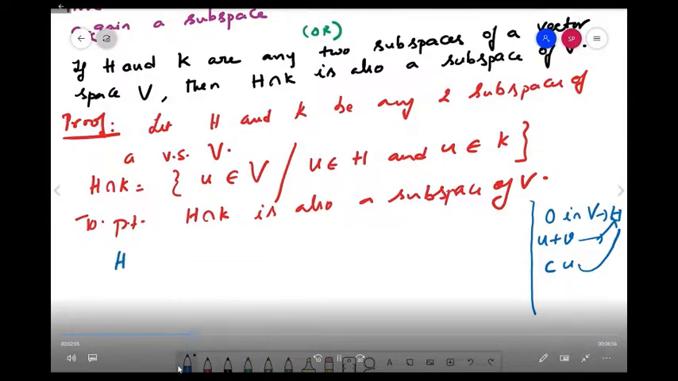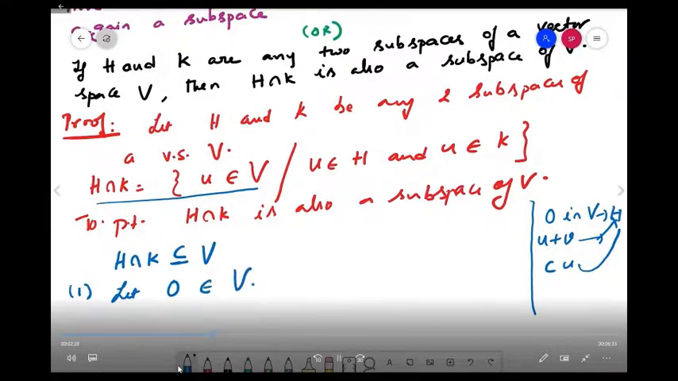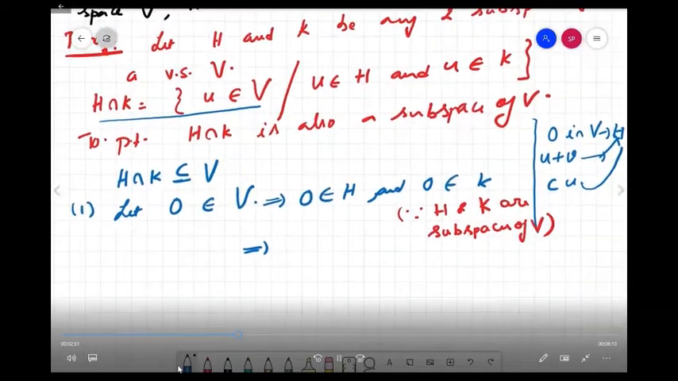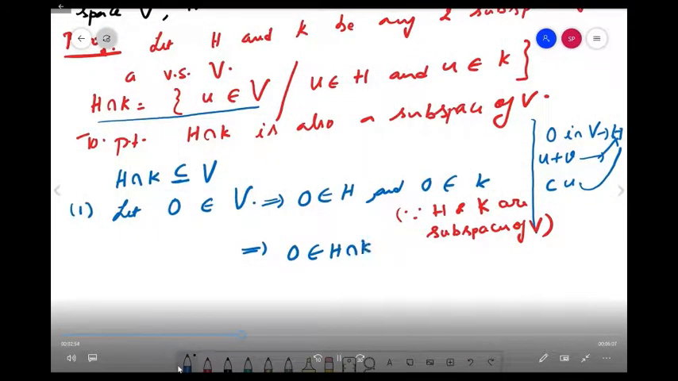Now let us prove these 3 points for H intersection K. H intersection K is a subset of V because both H and K are subsets of V. Now the first one: let 0 be the 0 vector in V. Then 0 will be there in H and also 0 belongs to K. Why? Because H and K are subspaces. The 0 vector in V must be the 0 vector in H and K, or in any other subspace. That implies 0 belongs to H intersection K, because it is there in both H and K.